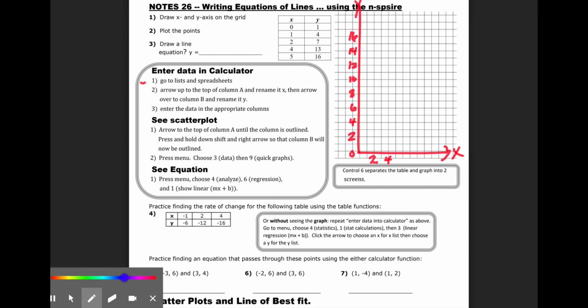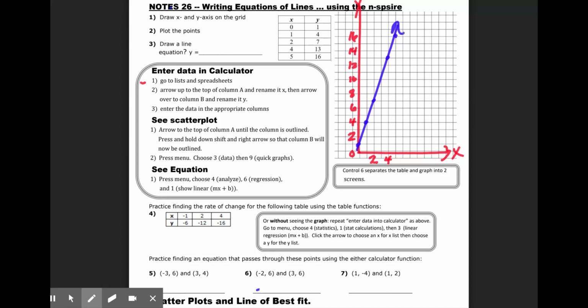And then what we're going to do is go ahead and plot the points. So here's my 0, 1. And then 1, 4 is right 1 up 4. Right 2 up 7. Right 4 up 13. And then right 5 up 16. Okay, and then we're going to draw our line. All right, so there's our line.